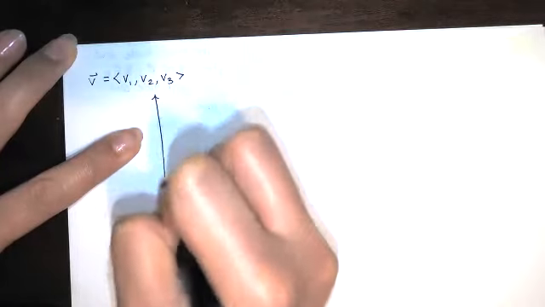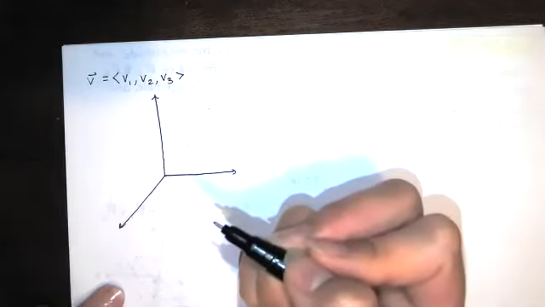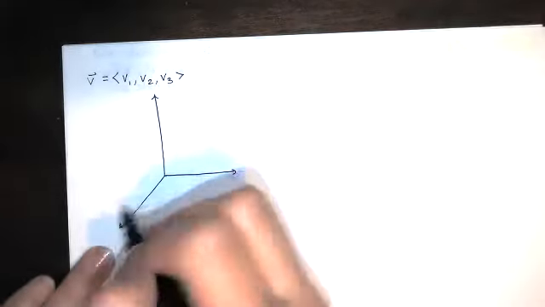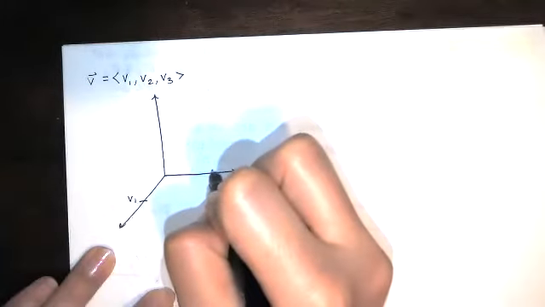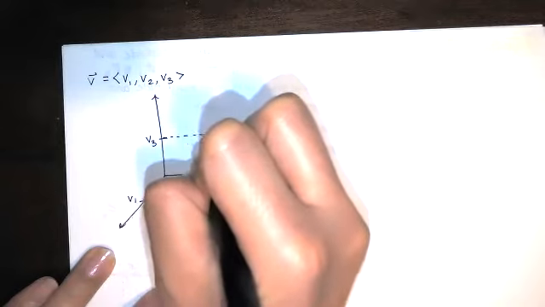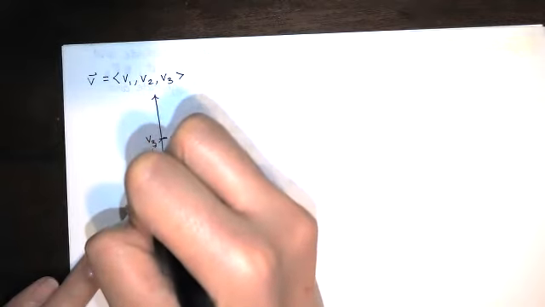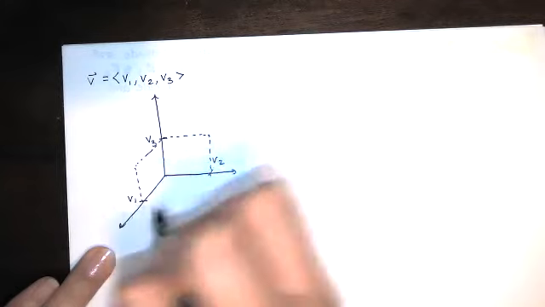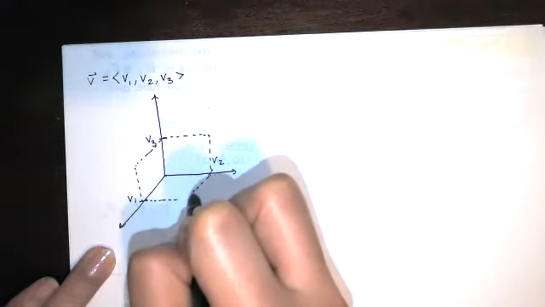So let's say you've got a vector v in 3-dimensional space, and it has components v1, v2, and v3. So if I wanted to sketch it, I would go v1 units in the x direction, v2 units in the y direction, and v3 units in the z direction. And again, we're going to draw a rectangular box to visualize what's going on here.